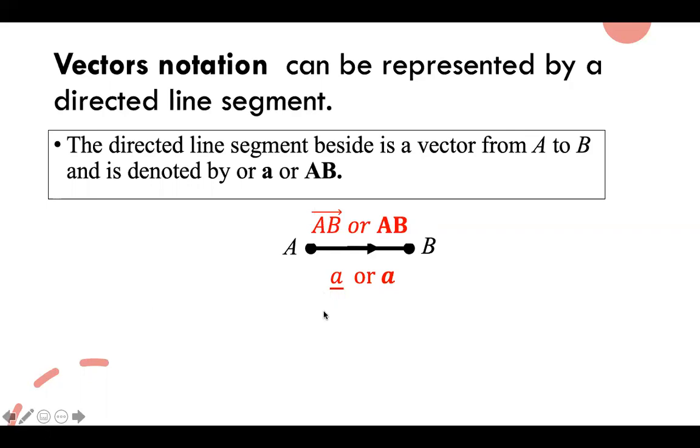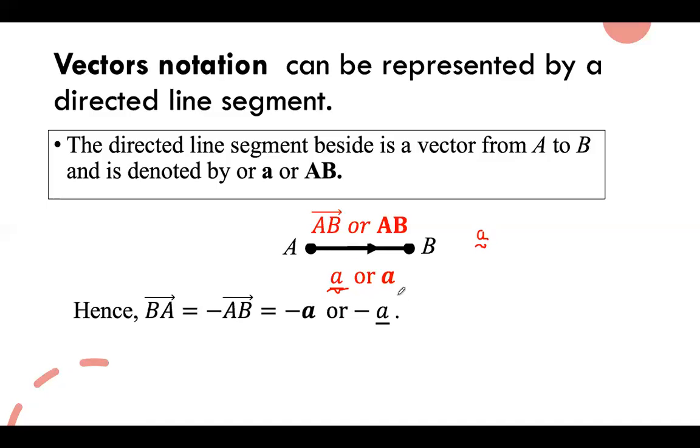Actually, we are not using a horizontal line, but we are using a tilde line, which means like a wave a bit. So this is how you represent vectors. Hence BA, which means B to A, we can write as negative AB, or negative vector A.